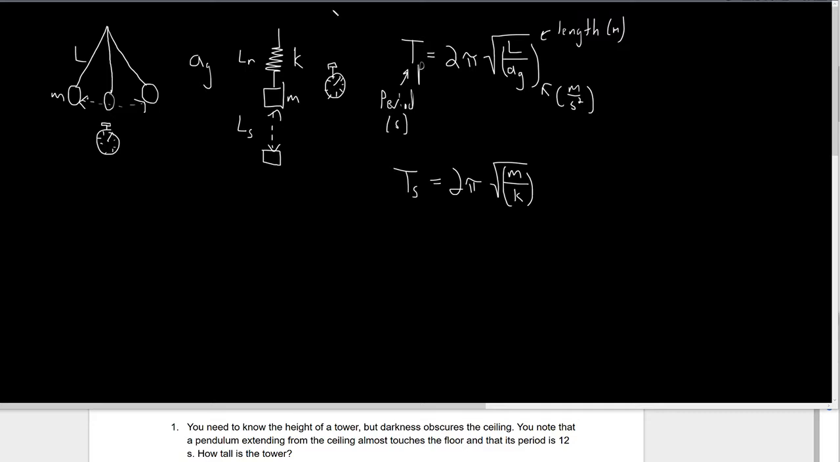So really, we still have the same constant, this 2 pi. We still have a square root of essentially some ratio. In this case, it's just the mass of the object over the spring constant. So the formula is really straightforward.